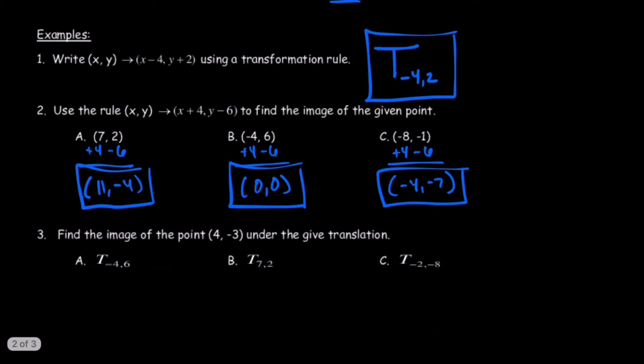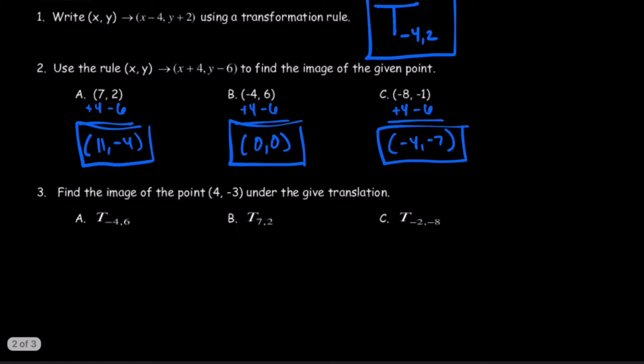All right, next, find the image of the point 4, -3 under the given translation. So now I'm going to start with the same point for each one of these, but change the translation. Well, it's a similar concept. I will have 4, -3, and then I'll have to add that to the x and add that to the y. So what I'll do here is I'll just bring down 4, -3. -4 and 4 is 0. 6 and -3 is 3. So that would be 0, 3.